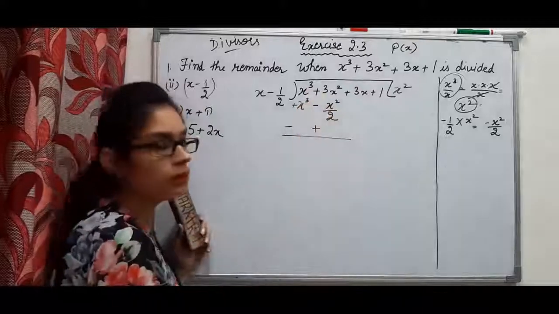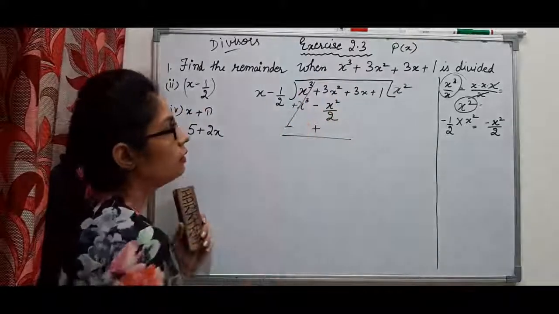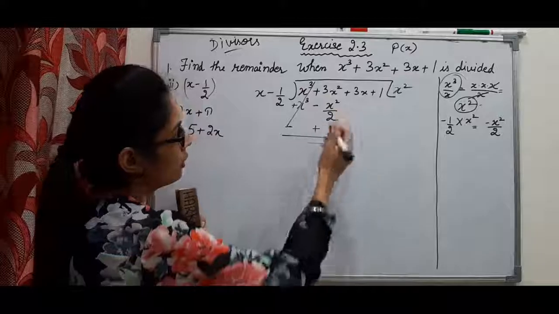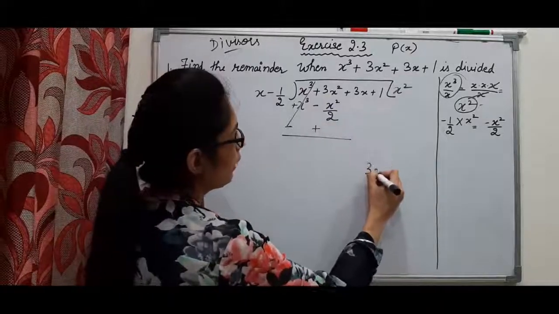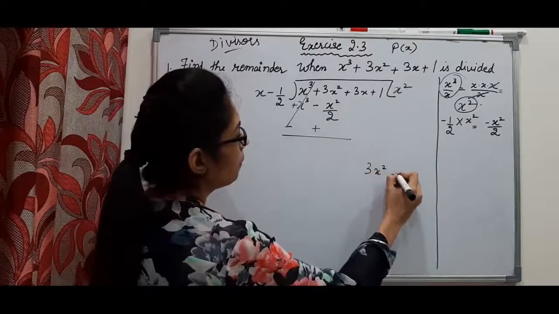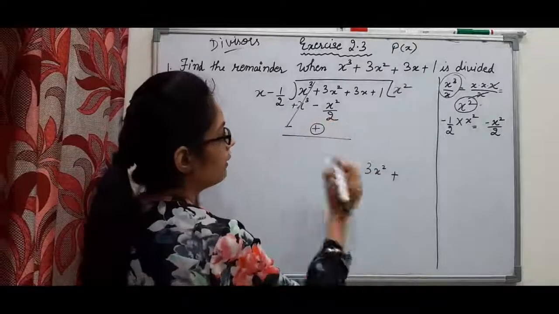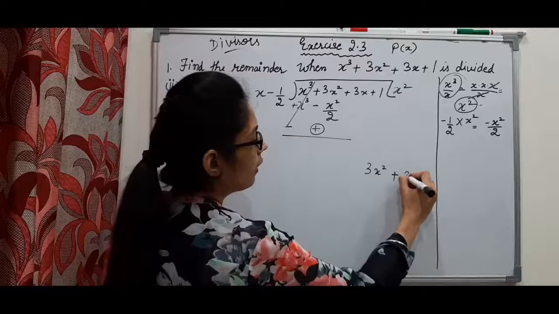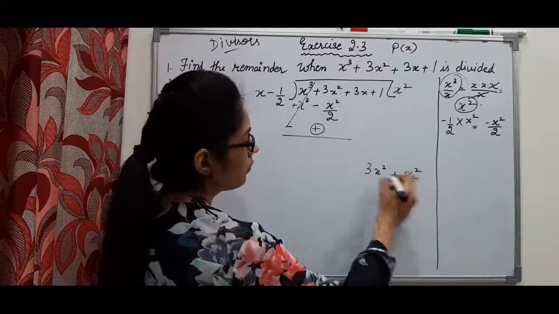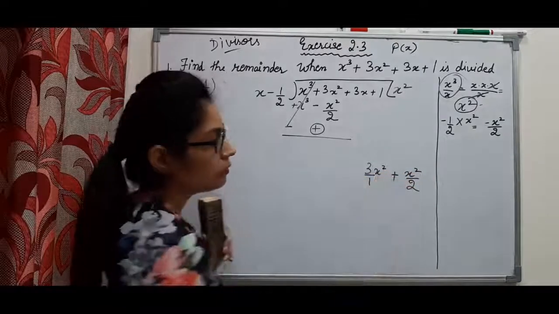Same terms with opposite signs, they will get cancelled. Now you have to do this. See, this is 3x square plus, it's not minus because we have already changed the sign. Now it is plus x square by 2. See, if nothing is written, just write 1.